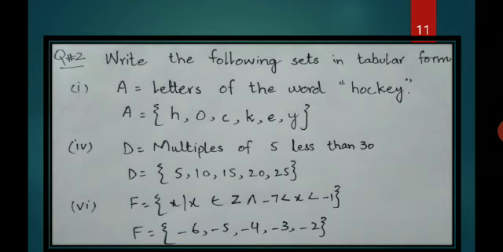Next one is the sixth question: x such that x belongs to Z, belongs to integers. When there is any set which is marked as Z, you have to know that these are all the integers. Okay, x is greater than -7 and less than -1. So we have -6, -5, -4, -3, -2.